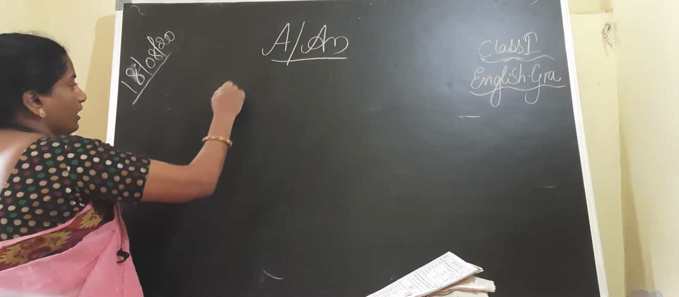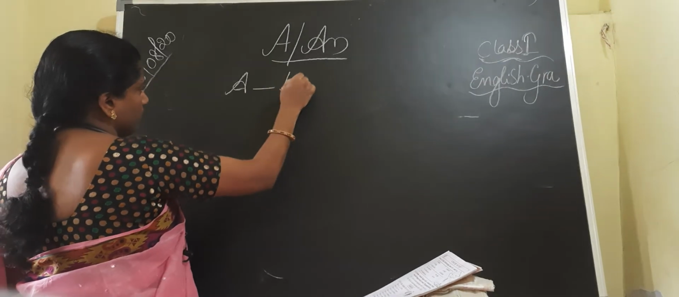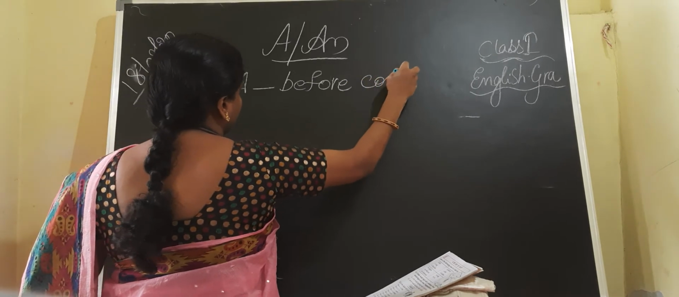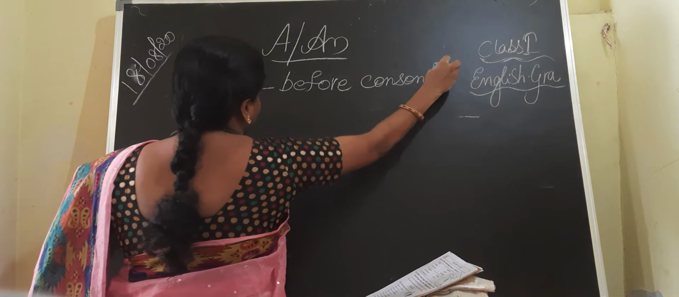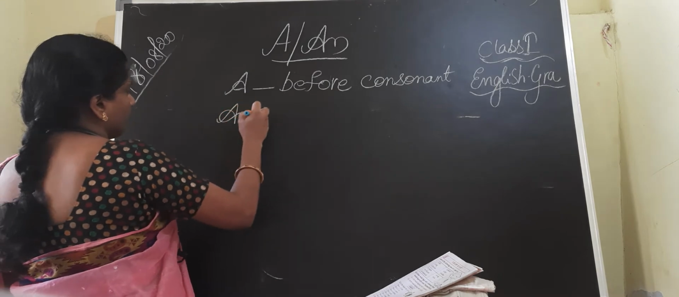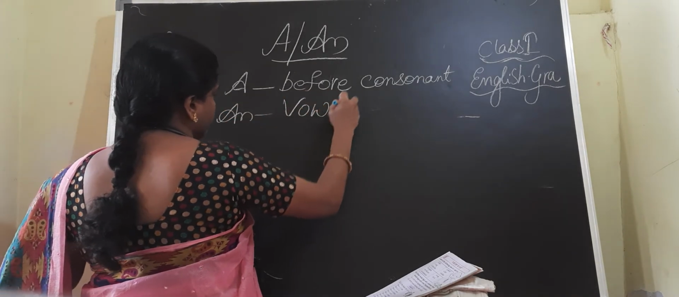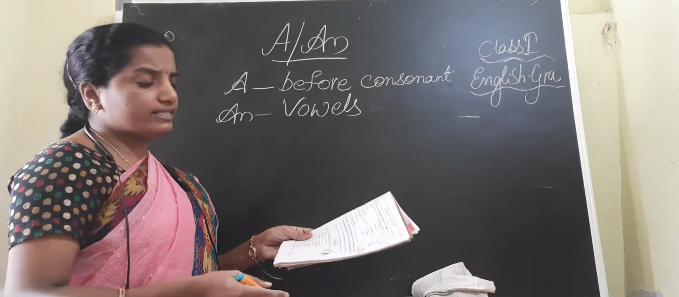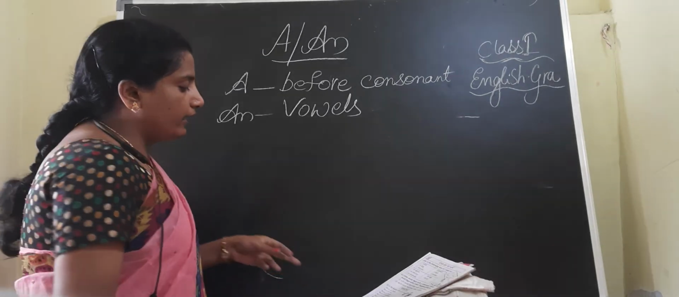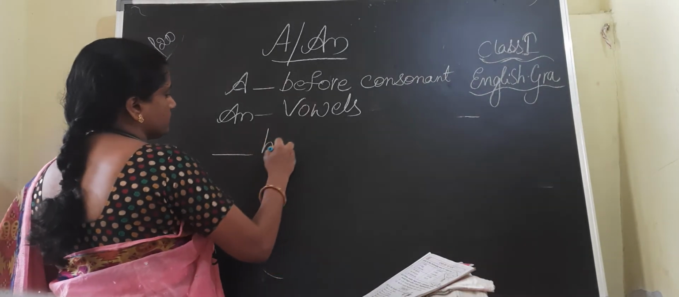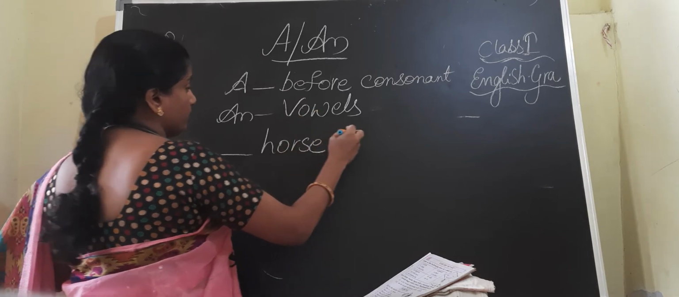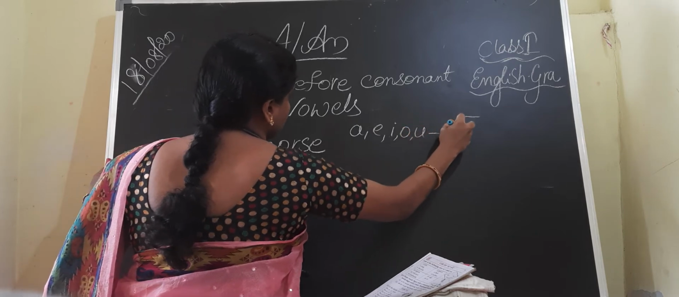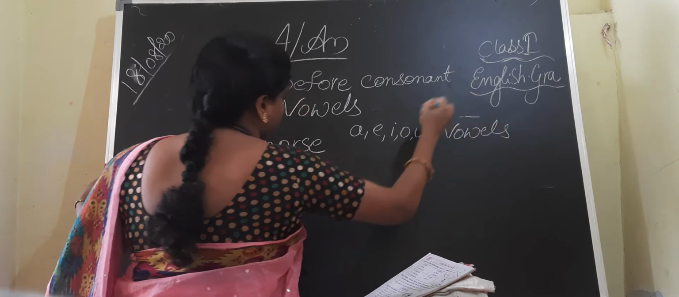Regarding the use of A: A is used before consonants, whereas An is used before vowels. Okay, An is used before vowels. They have given only one exercise in your grammar textbook, children. Let us discuss. Dash horse. What we have learned, children, once again: A, E, I, O, U. These are known as vowels. And the remaining, what are they?